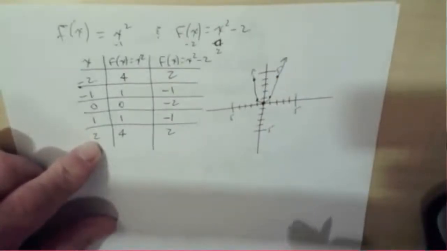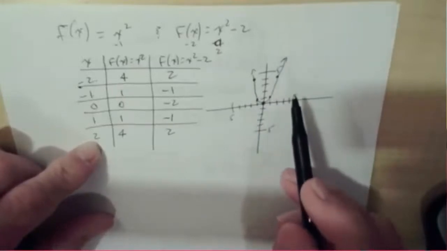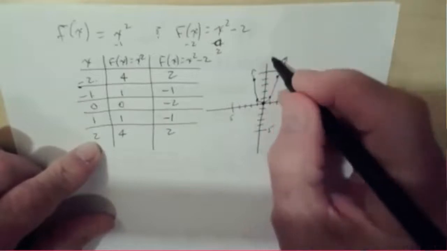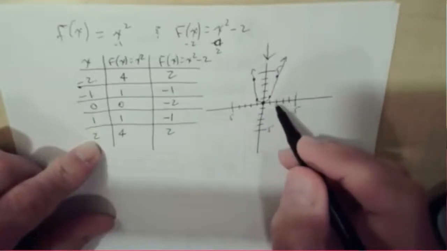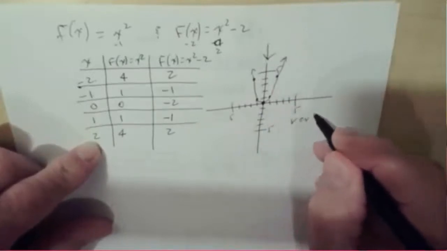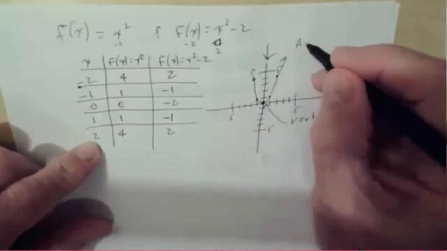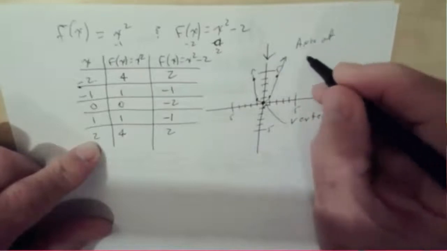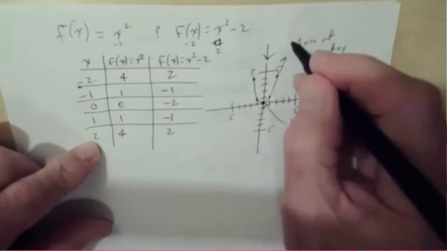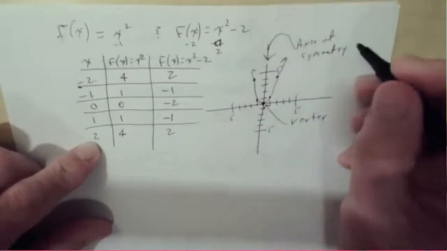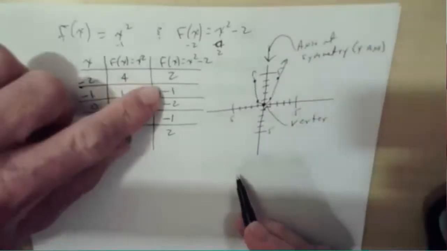Okay, that's that one. Now you can see, even as bad as my drawing is, where is the axis of symmetry? The axis of symmetry is going to be the y-axis. And there's the vertex. The vertex is there. Axis of symmetry is the y-axis in this case.